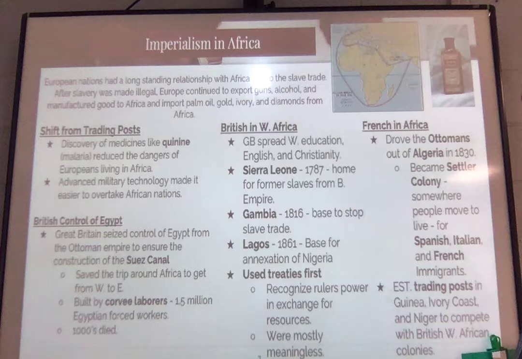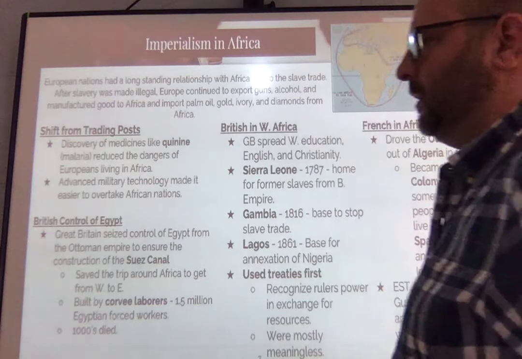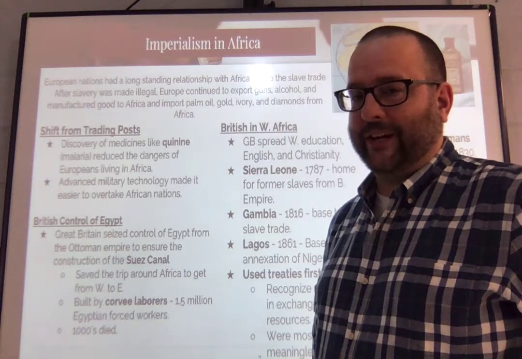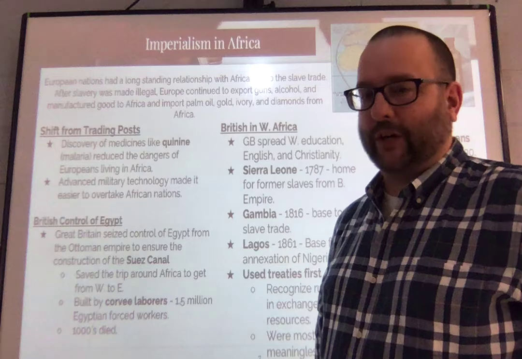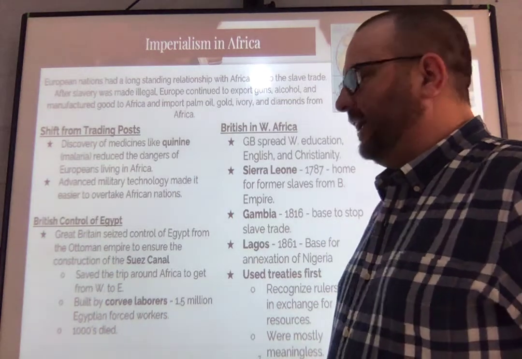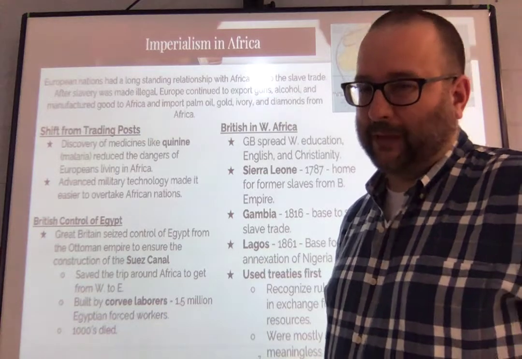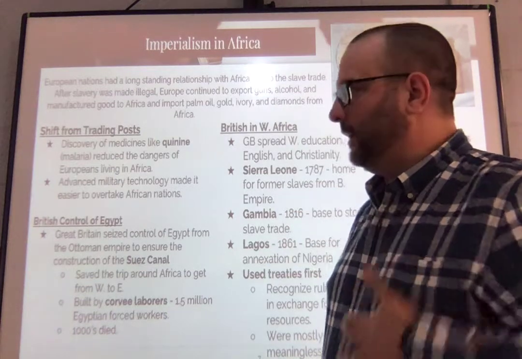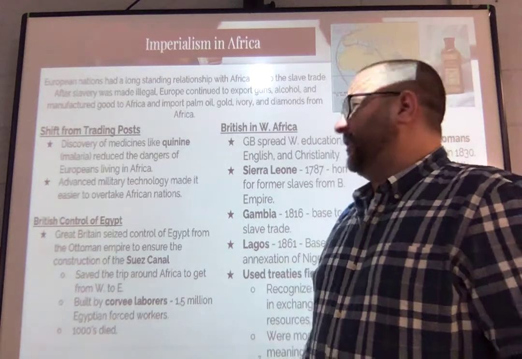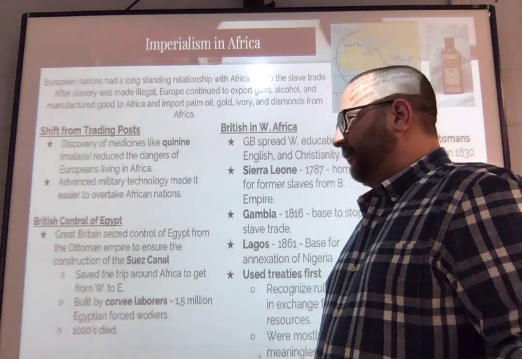Now, I thought this was pretty interesting here. The shift from trading posts. When they discovered medicines like quinine, which was used to treat malaria, you've been hearing a little bit about this in the news, about the treatment of malaria might just be the same thing that'll work for COVID-19. And it reduces the dangers of Europeans living in Africa. Remember, malaria is still kind of a big deal in that part of the world. But because Europe still has advanced military technology, we see that it's easier to overtake African nations.